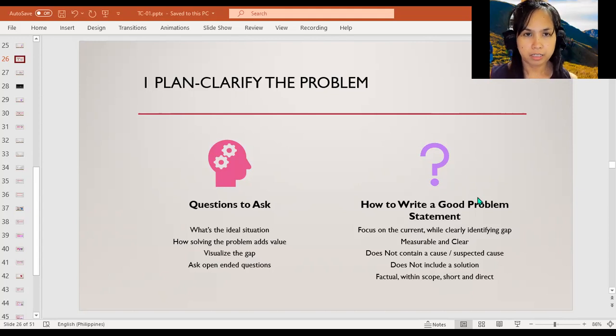Now, in terms of answering the question, how to write a good problem statement is very critical. Writing strong problem statements is an extremely important part of the practical problem solving methodology.